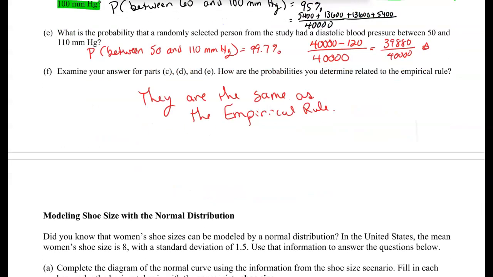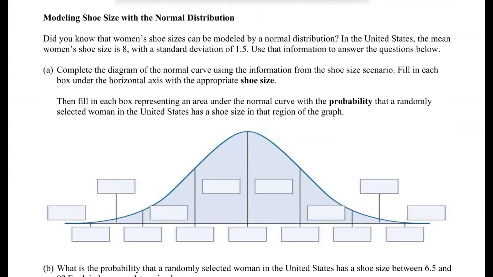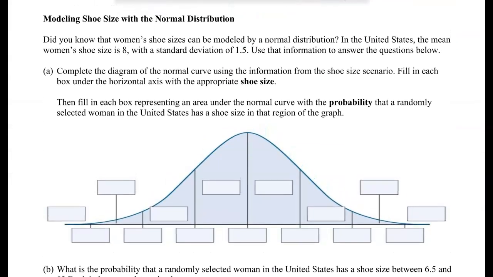All right, now that you've seen how easy this is, do you see where we're going with the next problem? Okay. So let's do the exact same type of idea. We're going to do this with women's shoe size, okay? Why don't they use guys' shoe size? I don't understand. But anyway, they're going to use women's shoe size for this example. Let's read what it says. It says, do you know that women's shoe sizes can be modeled by a normal distribution? In the United States, the mean women's shoe size is 8, with a standard deviation of 1.5.